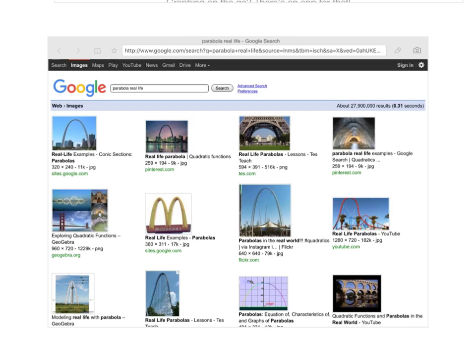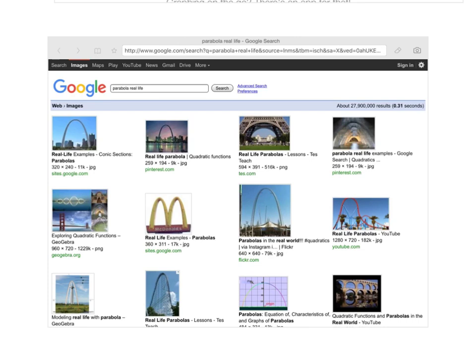Hopefully you recognize this one, which is the St. Louis Arch, the McDonald's Arch, a roller coaster, the Eiffel Tower. There are lots of examples of quadratic functions, or what we call parabolas, in real life. They're all around you. We use them a lot, obviously, as you see here in architecture.